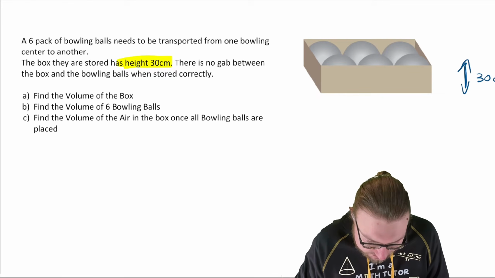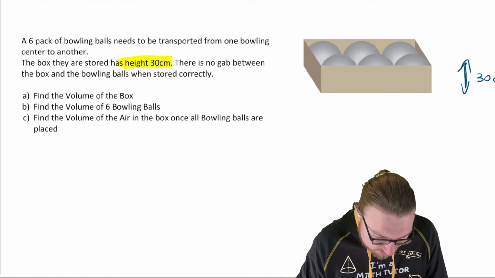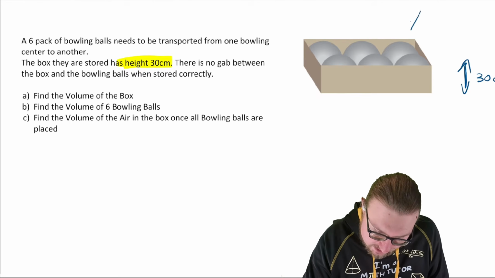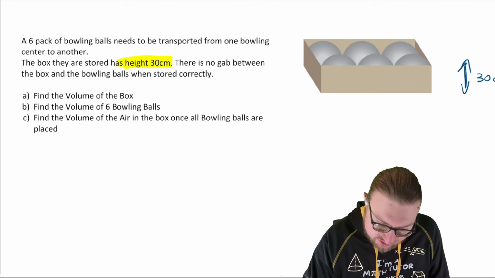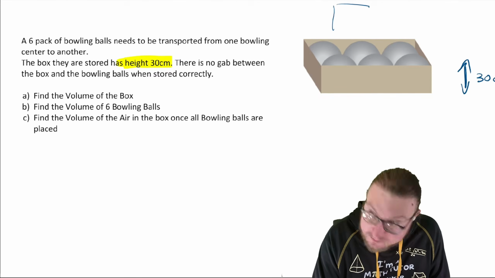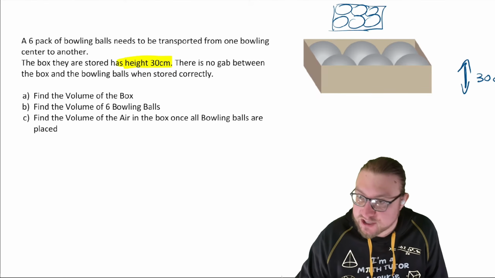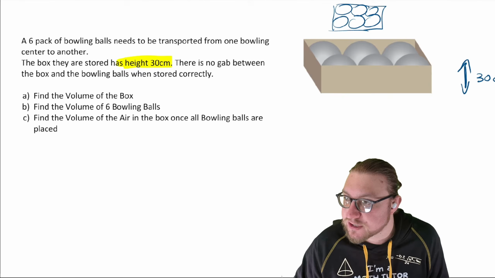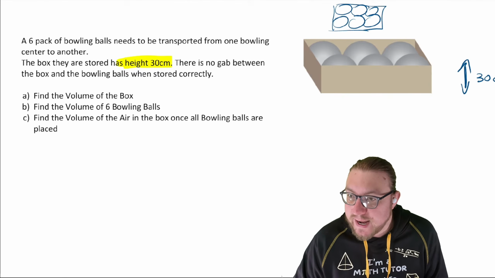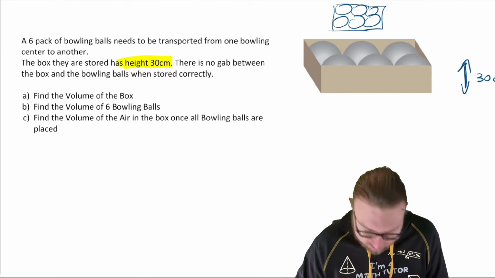Now it says there's no gap between the box and the bowling balls when stored completely. So they're all tight next to each other, right? So if we look at this from a bird's eye view, all of the balls are like this, all touching each other. Perfect. Okay, now A is find the volume of the box.